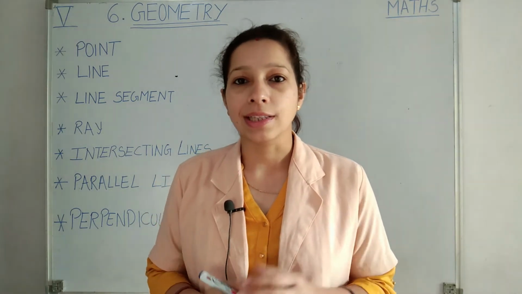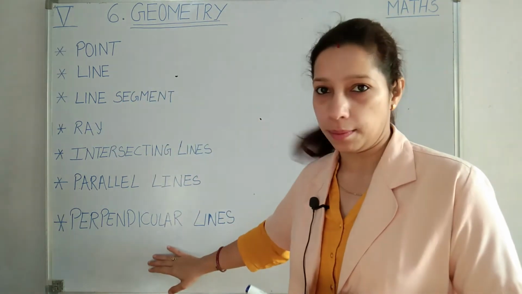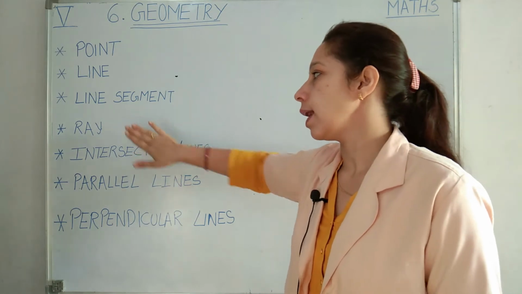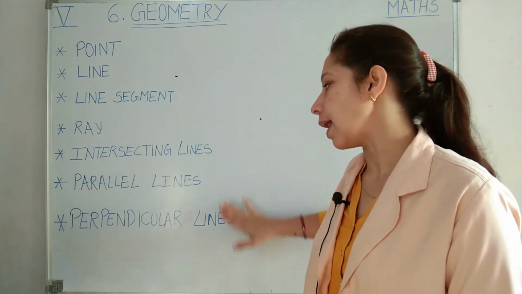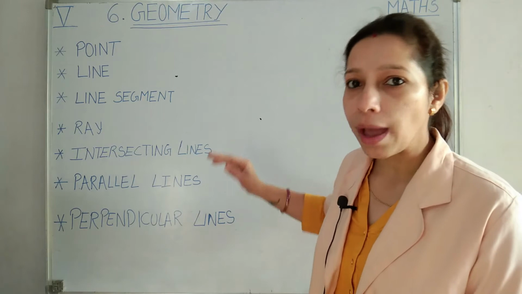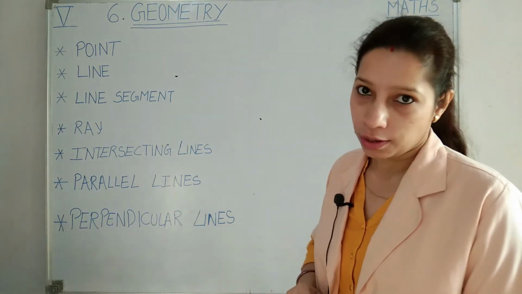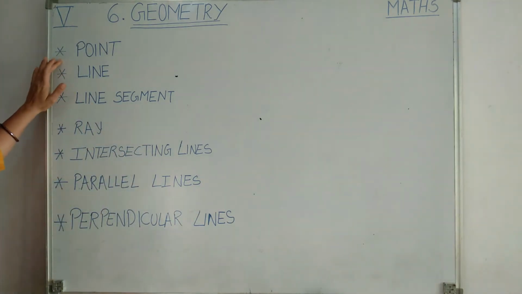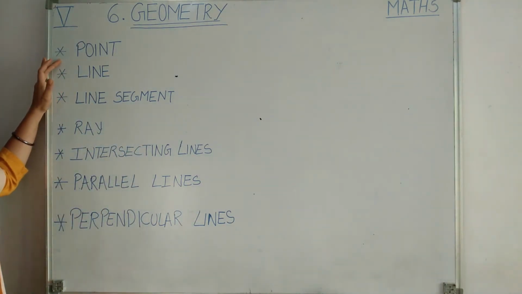So students, for exercise 1 we are going to study the following points: point, line, line segment, ray, intersecting lines, parallel lines and perpendicular lines. One by one we are going to see each and every topic. So students, without any further delay, let's start with our first topic, that is point.